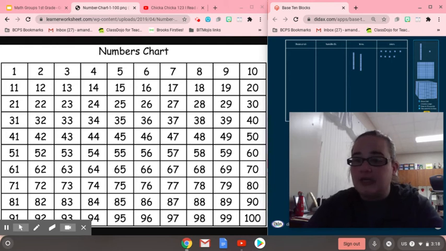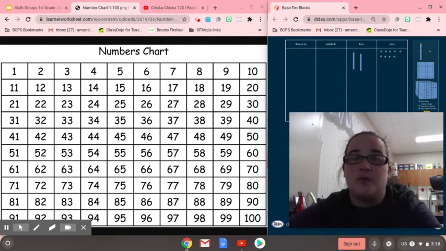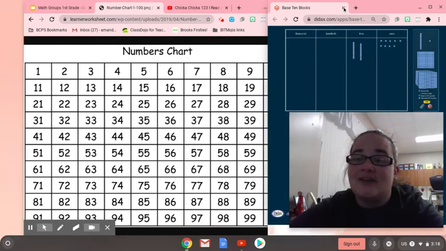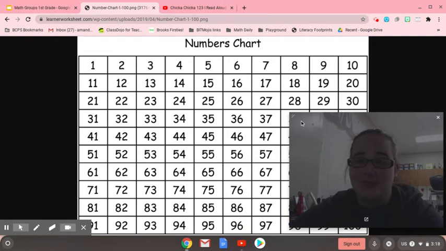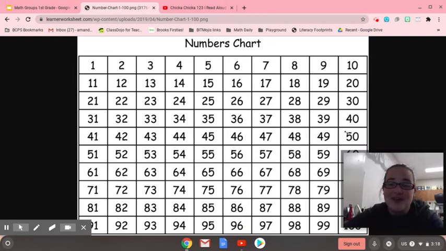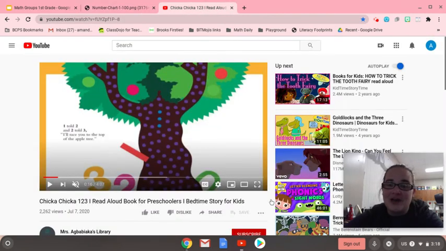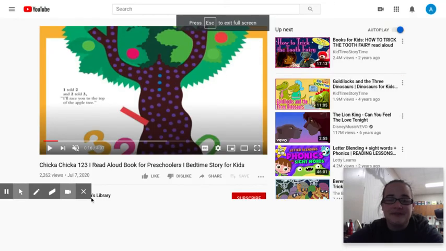So this week, this is really going to help us, not just for our Chicka Chicka 1, 2, 3, but also for our core math that we're really going to be breaking down and doing this week. So let's get ready for our Chicka Chicka 1, 2, 3. And I hope that you remember to read with me. Ooh, Miss Neal's rhyming already. Here we go. Great readers.